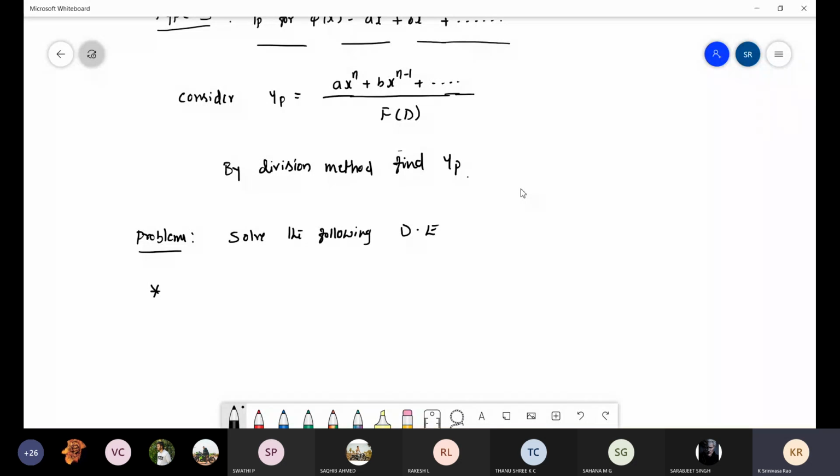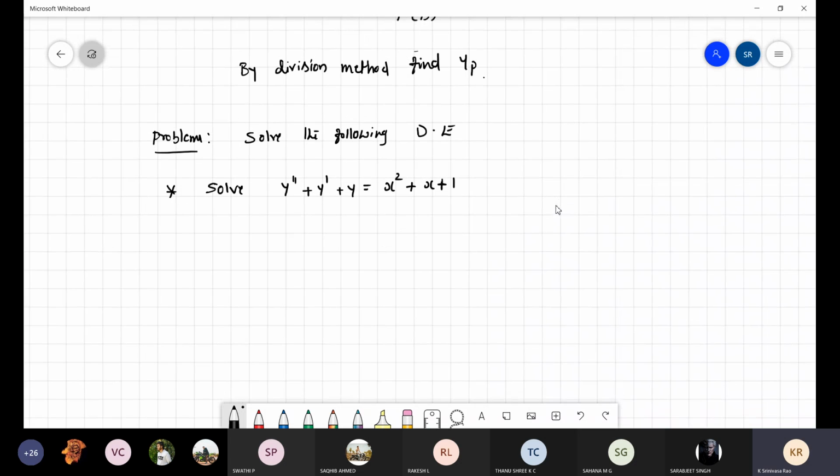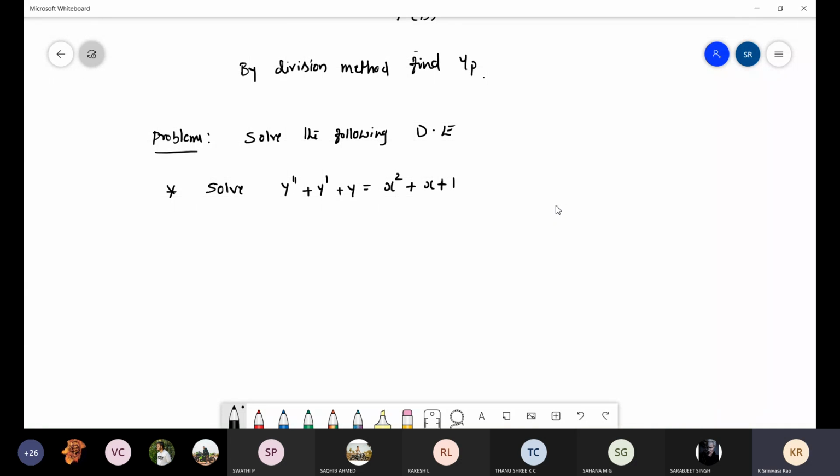The first one. Solve y double dash plus y dash plus y equals x square plus x plus 1. You can see the RHS is a polynomial. Now first part, you do it, calculating Yc. It is common.